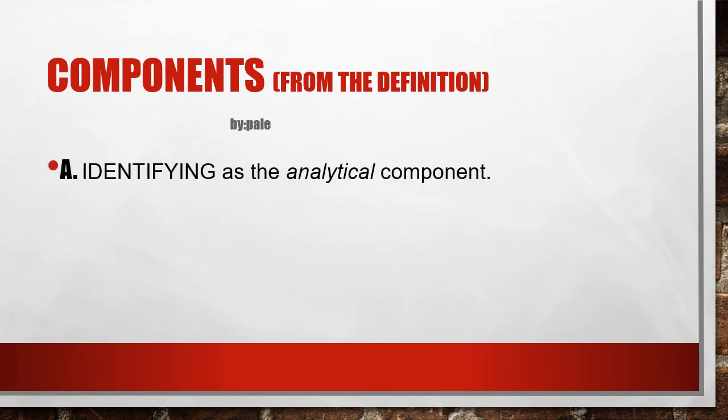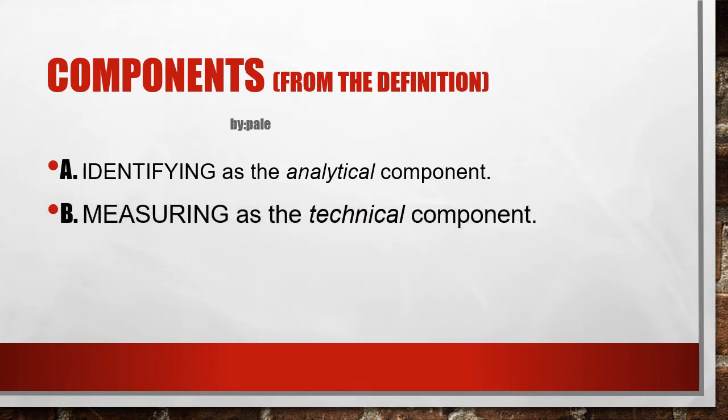So components we have here: identifying. So this is the part wherein it is more on analytical. So you would analyze the transactions, whether that is included or not. Measuring, the technical component, because not all amounts presented in the problem are to be included. So in accounting 1, we are still having the basic measuring part.